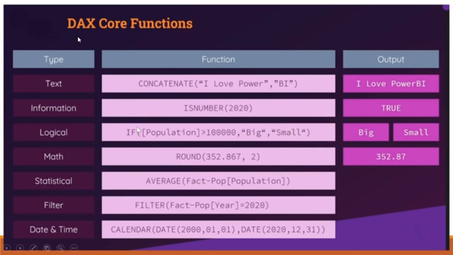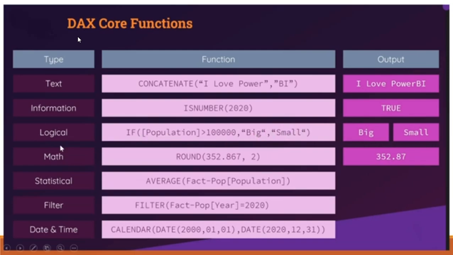The condition is that if population is greater than 1 lakh, then, so the first comma is for the then part, categorize it as big. The second comma is the else part. So if population is greater than 100,000, then categorize it as big, else categorize it as small. This is how you specify the if else condition in a DAX function.